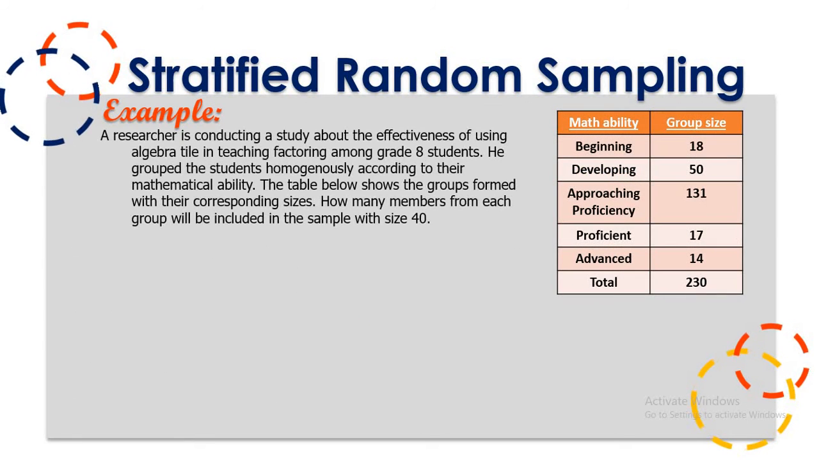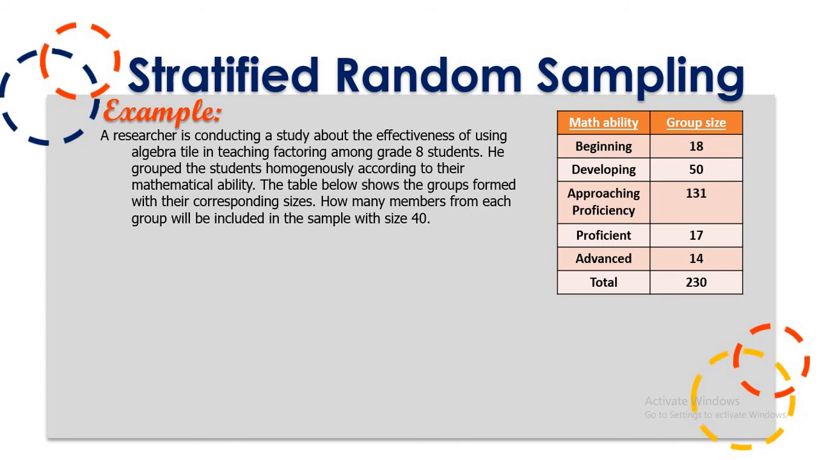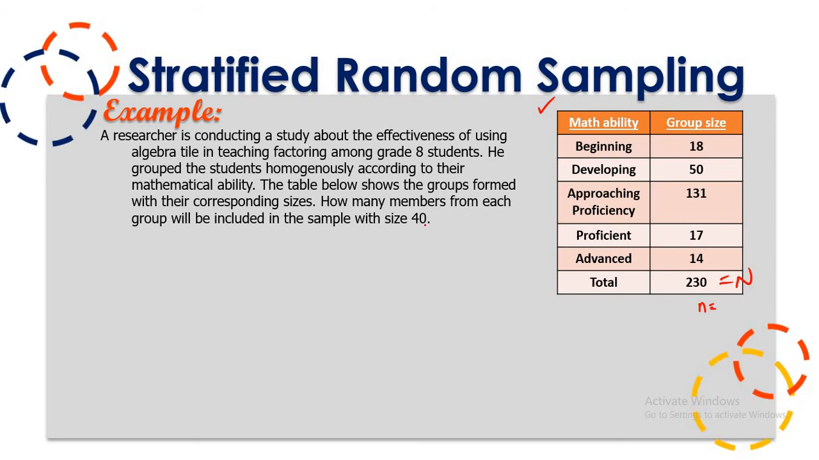Another example: a researcher is conducting a study about the effectiveness of using algebra tiles in teaching factoring among grade 8 students. He grouped the students homogeneously according to their mathematical ability. The table below shows the groups formed with the corresponding sizes. How many members from each group will be included in the sample with size 40? Now, it's very convenient that our data is already organized here, except we do not have the sample size. So the total is also the population size, while the sample size is given in the problem as 40.